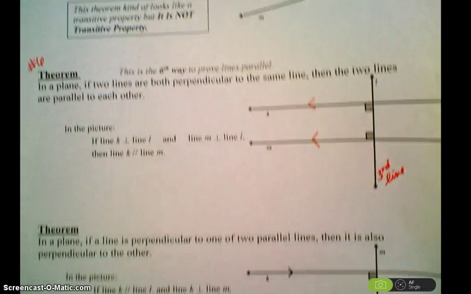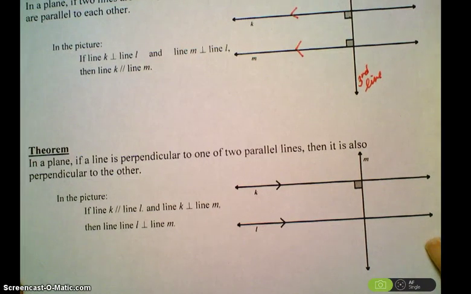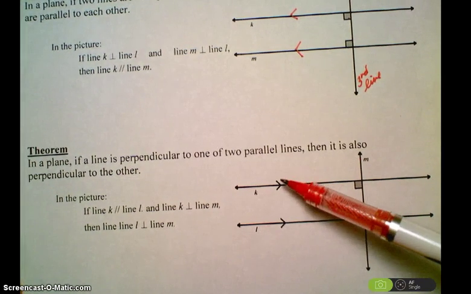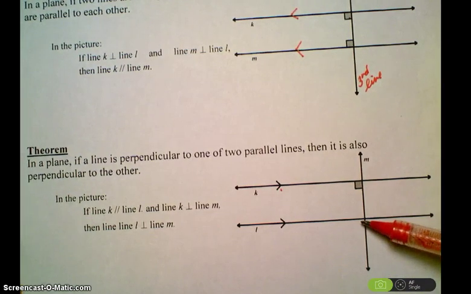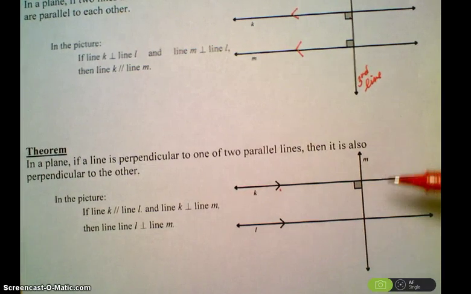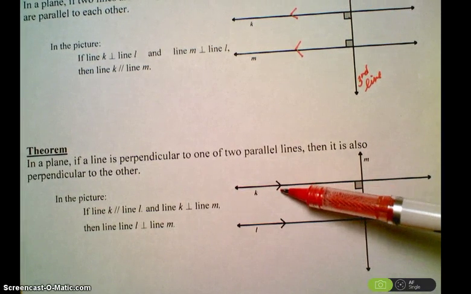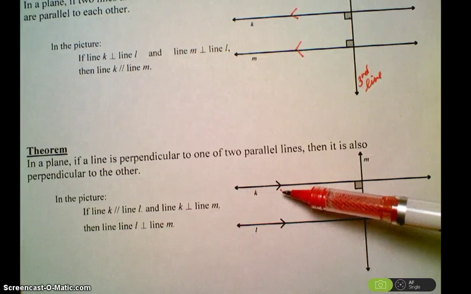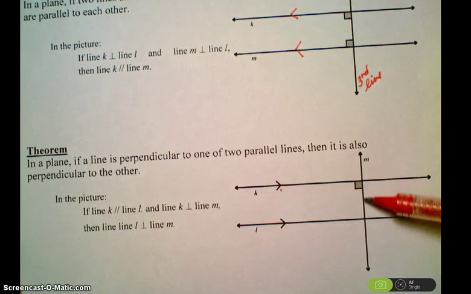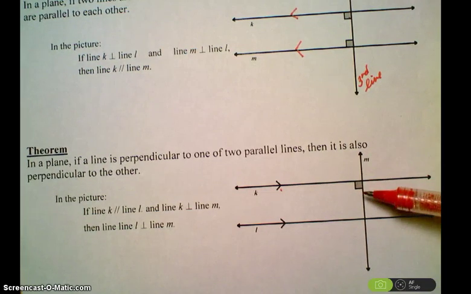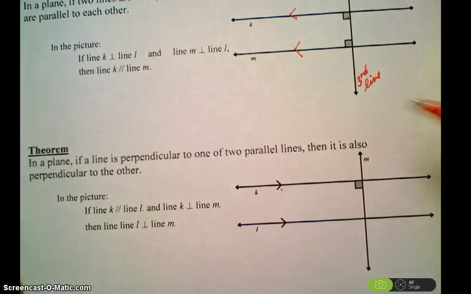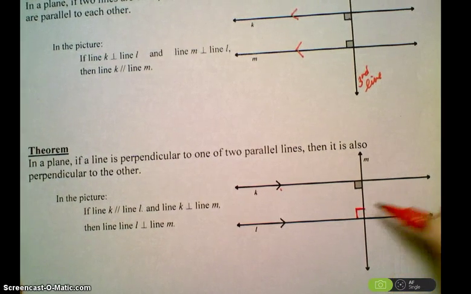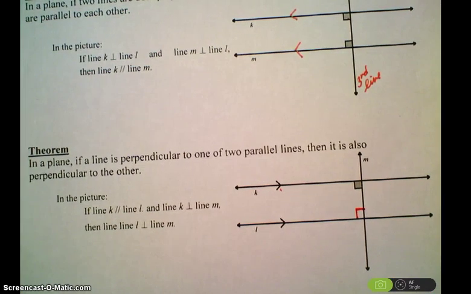Okay? And the last theorem says, in a plane, if a line is perpendicular to one parallel line, then it is also perpendicular to the other. So this theorem says, if I know line K and line L are parallel to each other, and I also know that line K is perpendicular to line M, I'm guaranteed that line L must also be perpendicular to line M. All right, so that's the end of the theorems.